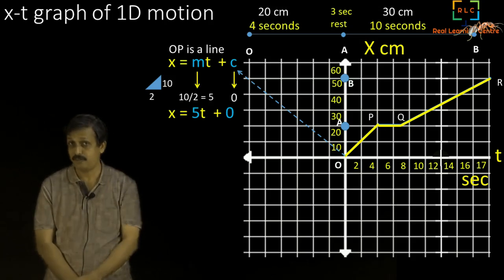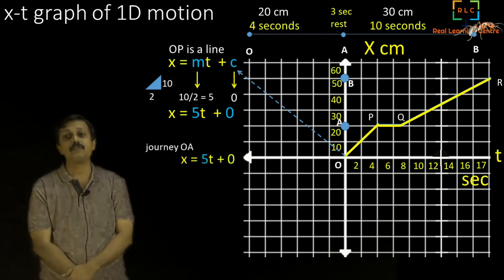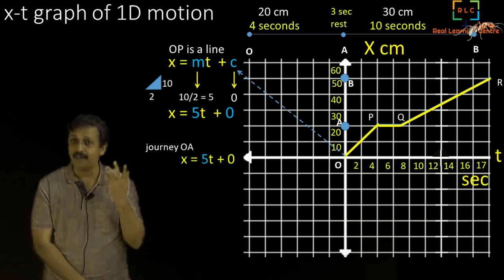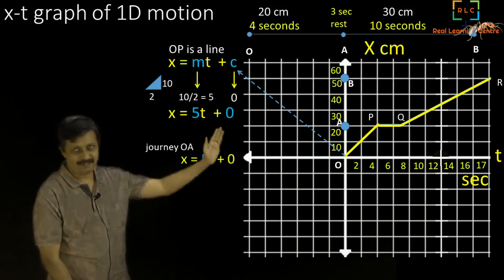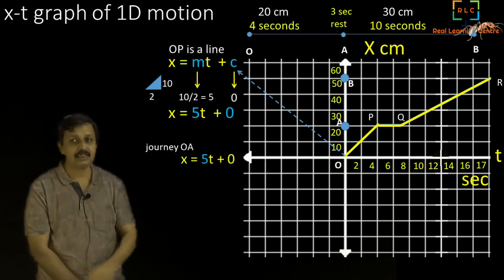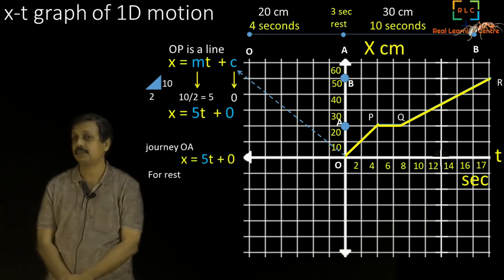Okay, so let us see what is the use of writing the equation. We will also write the equation for the other two lines. For OP, that means our journey from O to A, the line OP signifies our journey from O to A, which is x is equal to 5t plus 0.